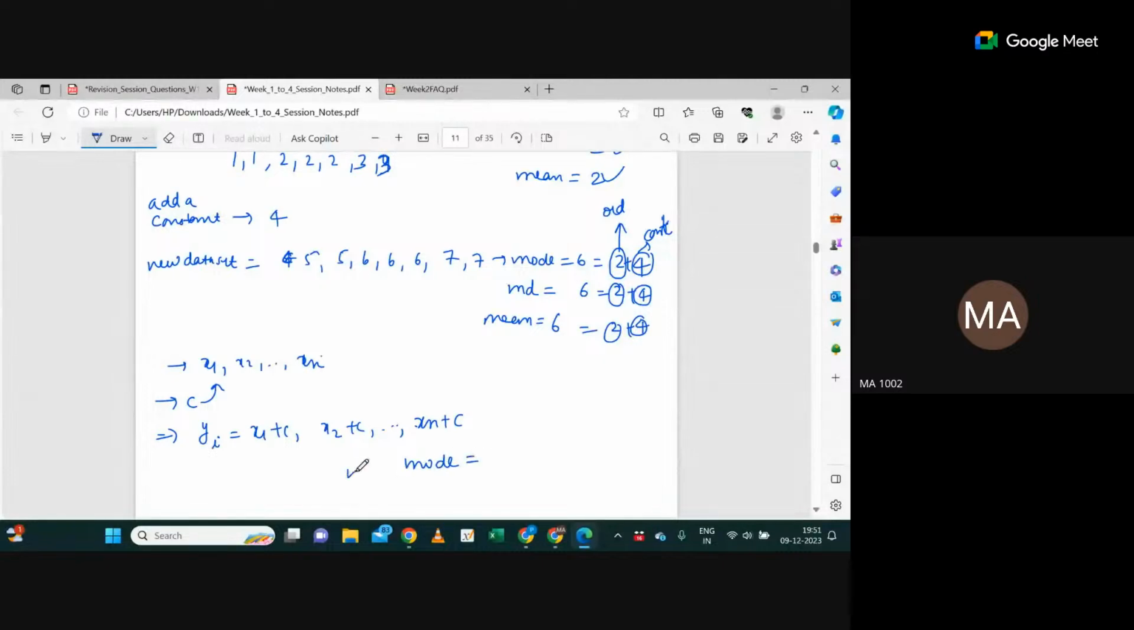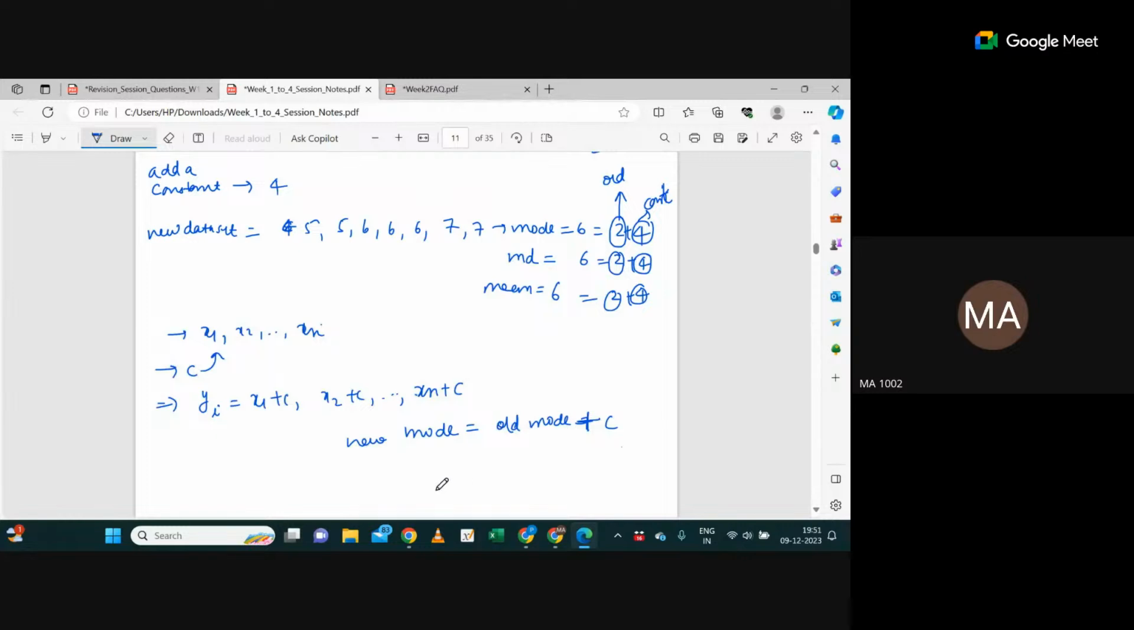So the mode of the new data set, or you can simply say the new mode, is nothing but old mode plus C. You can do plus C or minus C. Similarly, the median of the new data set will be old median plus C. Similarly, the new mean will be old mean plus C. Is this clear? This property, are you getting it?